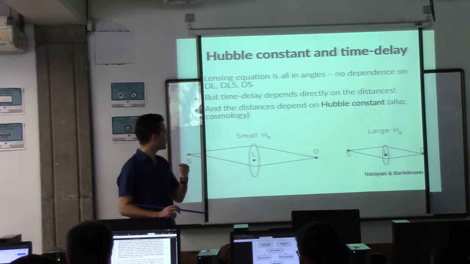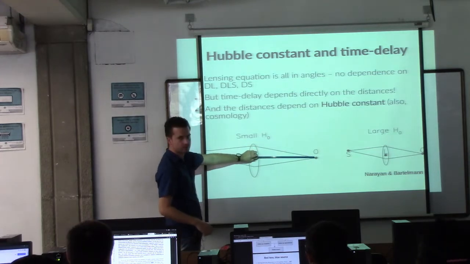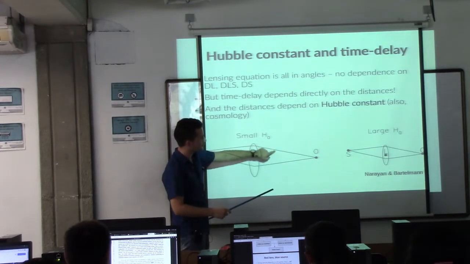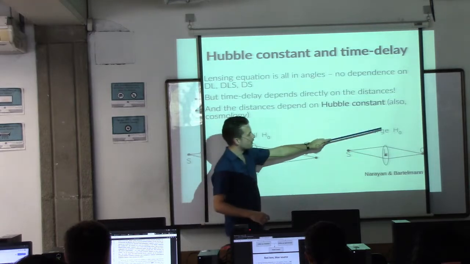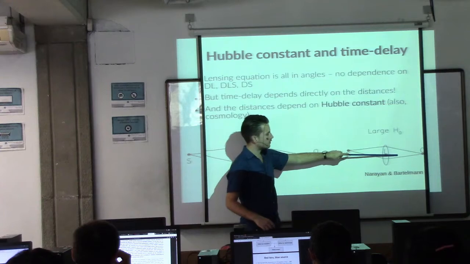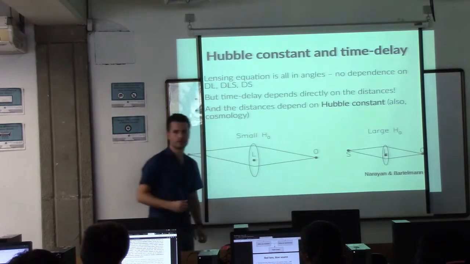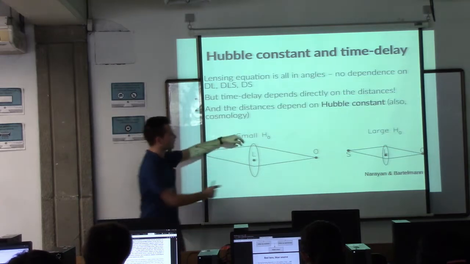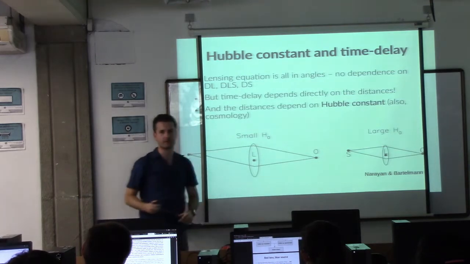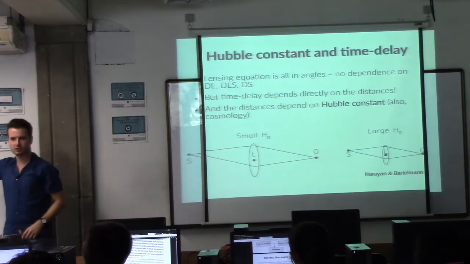If you had a small Hubble constant, these distances would get very large, but the angles here are preserved. And if the Hubble constant is large, the physical distance here gets smaller. Again, the angle is preserved, and also the size of your lens scales accordingly. So this is something we can't get from the image positions only.